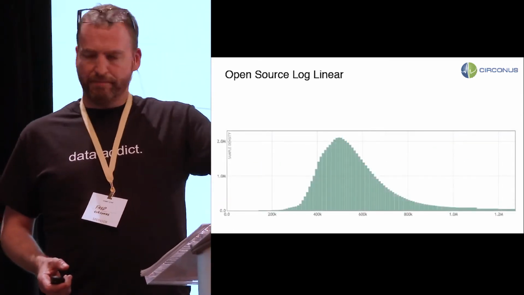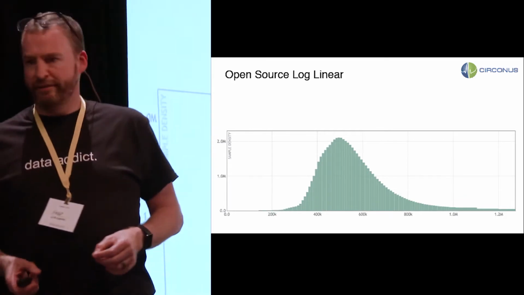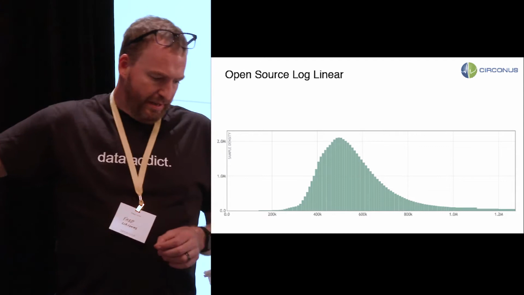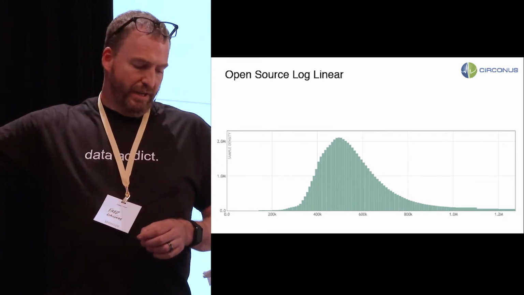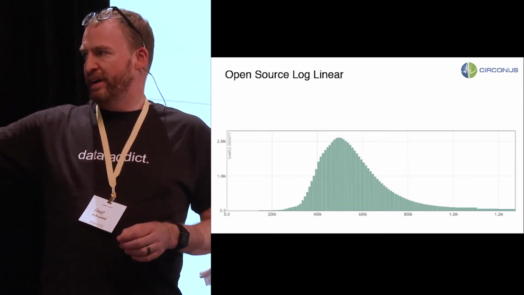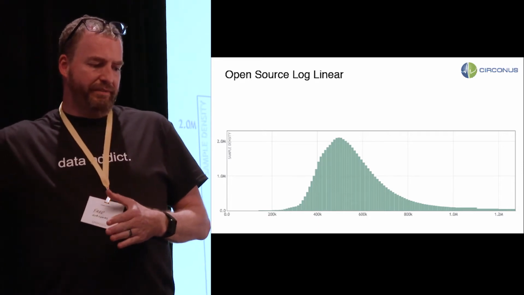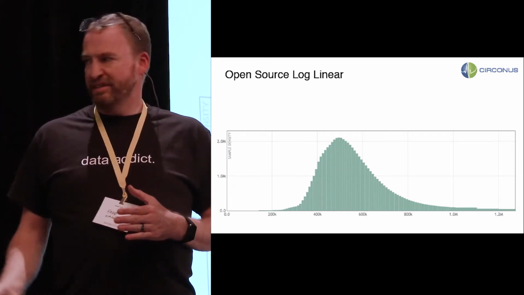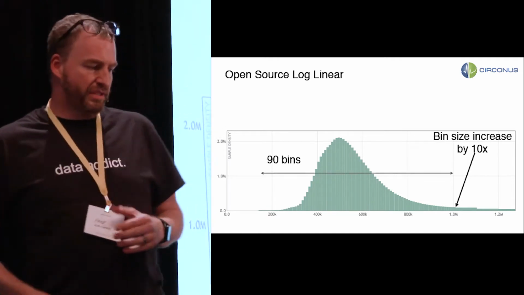This is a visual representation of one of our log linear histograms. If you look at about 100,000 through a million in terms of sample values, you'll see the buckets are very finely divided, and then at 1 million, the bucket size increases. This next slide shows it a bit better.